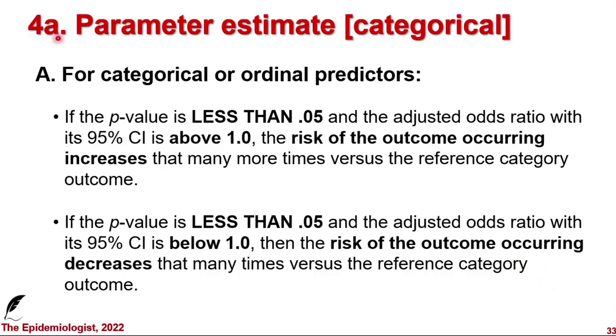Next is interpreting the parameter estimate for categorical predictors. For categorical or ordinal predictors, if the p-value is less than 0.05 and the odds ratio with its 95% CI is above 1.0, the likelihood of the outcome occurring increases that many times compared to the reference category outcome. Suppose the p-value is less than 0.05 and the odds ratio with its 95% CI is below 1.0. In that case, the likelihood of the outcome occurring decreases that many times compared to the reference category outcome.